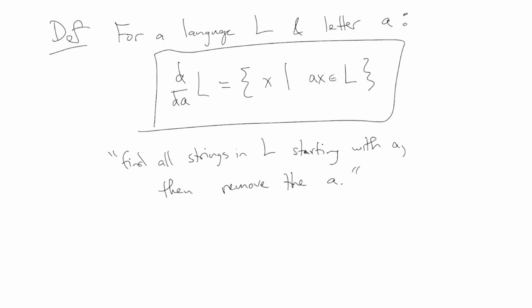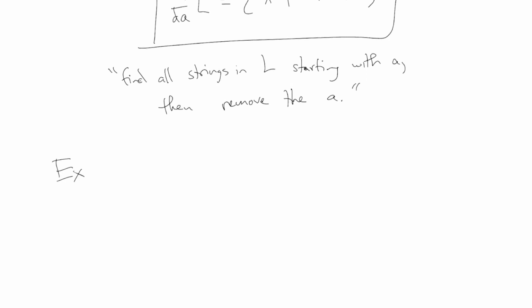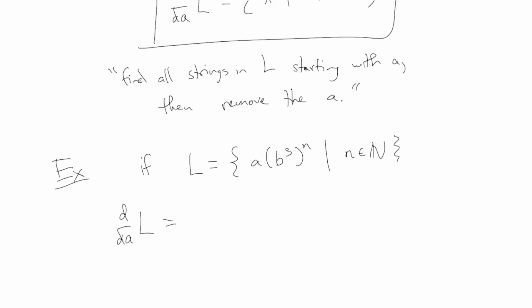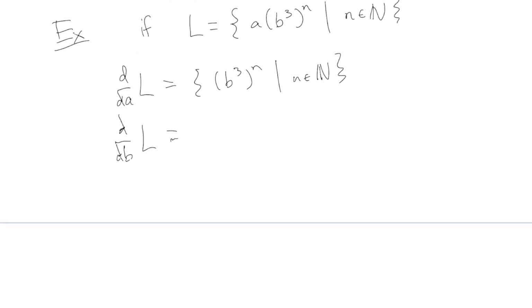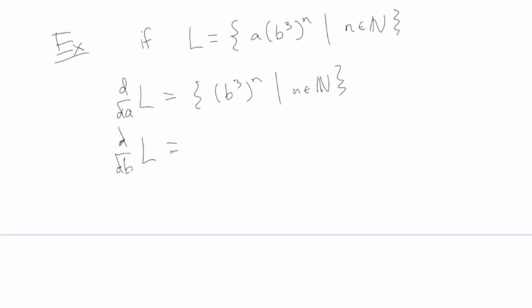So, for example, we have a few minutes here. Some simple example: let's just talk about that one we were just talking about, a b cubed to the n. The derivative with respect to a means you look at all the strings in that language and you take away the a at the beginning and you say what's left over. And what's left over is just the b's part, b cubed to the n. But the derivative with respect to b of that same thing means you take all of those words which start with b, and you take the b away. But none of those words start with b, and so I just get nothing. You get the empty set, and the reason it's the empty set is because no strings in L begin with b.